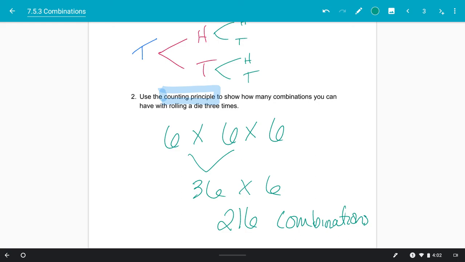But if I'm just looking at total combinations, counting principle is a really nice way to calculate those things very quickly. So you have to, again, read very carefully as to what it's asking for, and you have to think very carefully as to what are your possible outcomes for each step of the way.